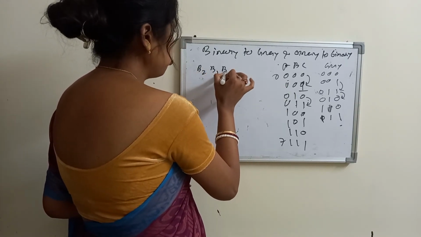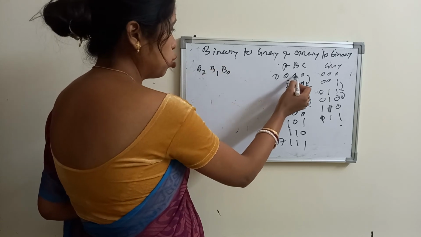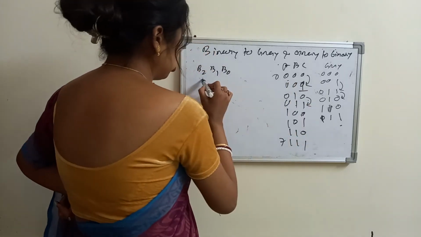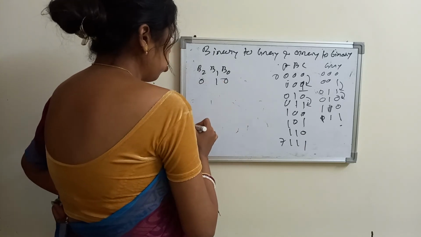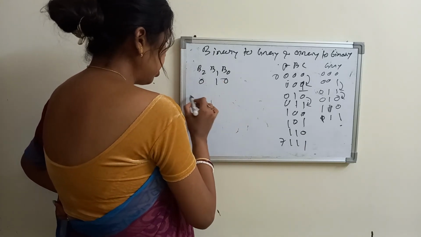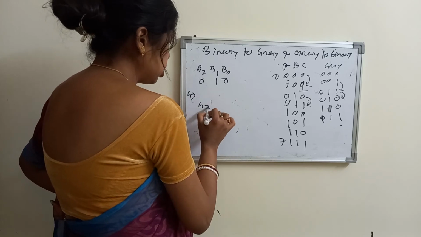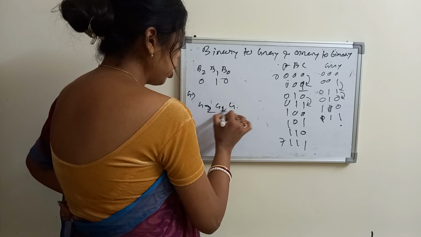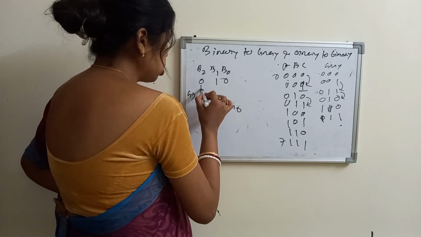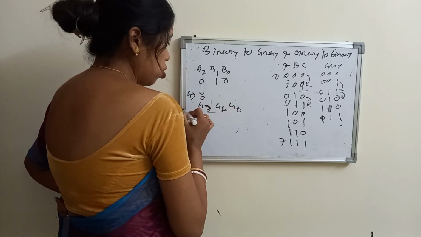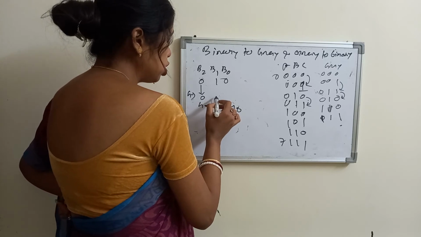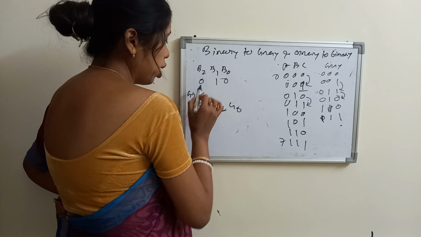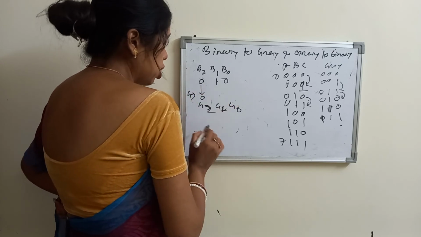B2, B1, B0. This is the corresponding binary number. Suppose I am taking this one 0, 1, 0. So what do I have to do for getting the corresponding gray code? As G2, G1, G0. This bit will remain the same. The second bit, how will we get G1? XOR operation between this and this. Okay, XOR operation between 0 and 1.